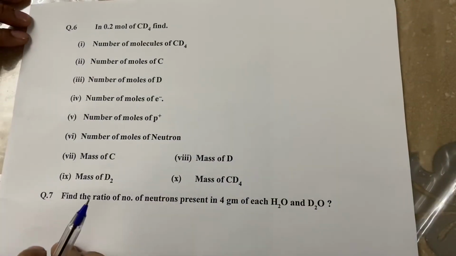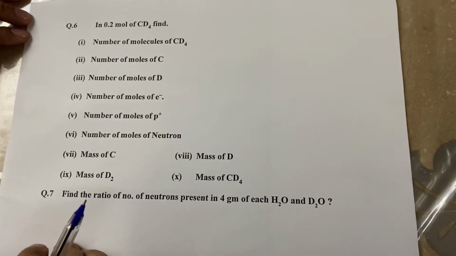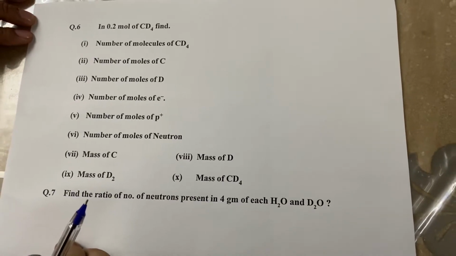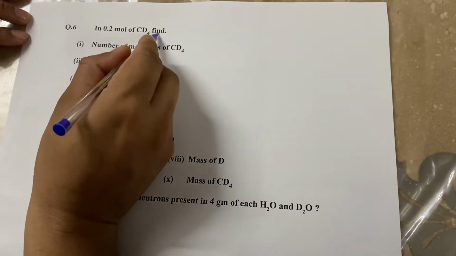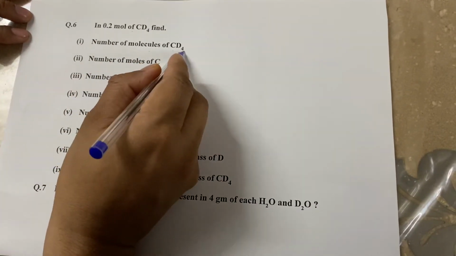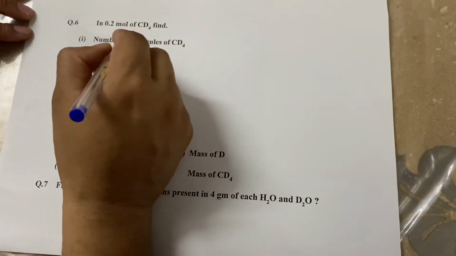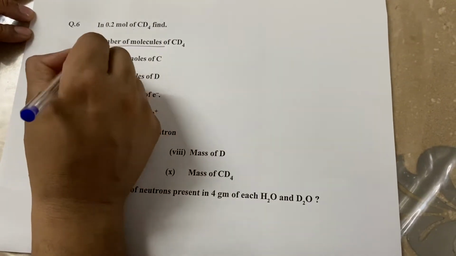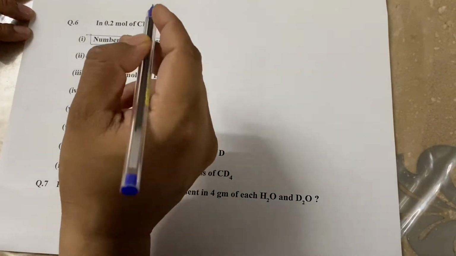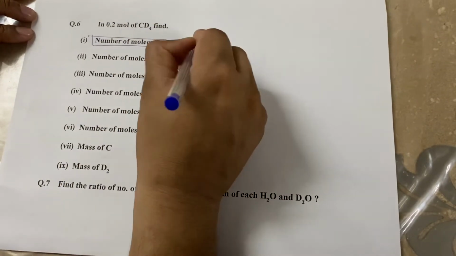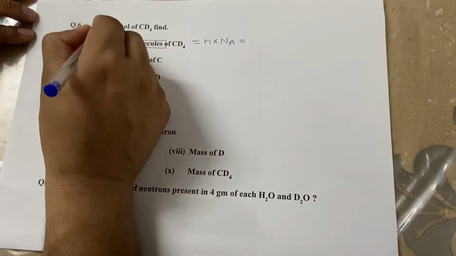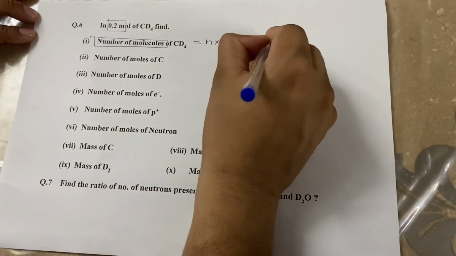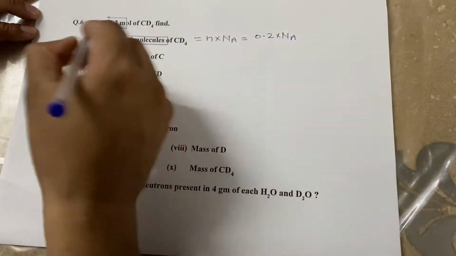Students, we will take one example to explain the gram atoms, gram molecules, moles and entities. It is given that in 0.2 mole of CD4, find the number of molecules of CD4. It is to be noted that we have to calculate the number of molecules, which is an entity. The number of molecules will be equal to n into Na, and directly we have been provided the number of moles, so 0.2 into Na will be the answer.